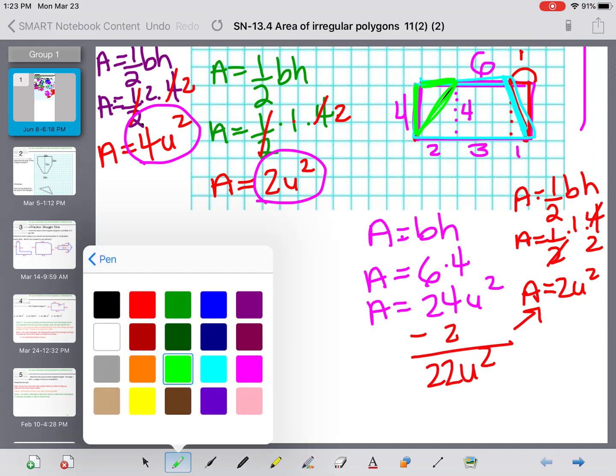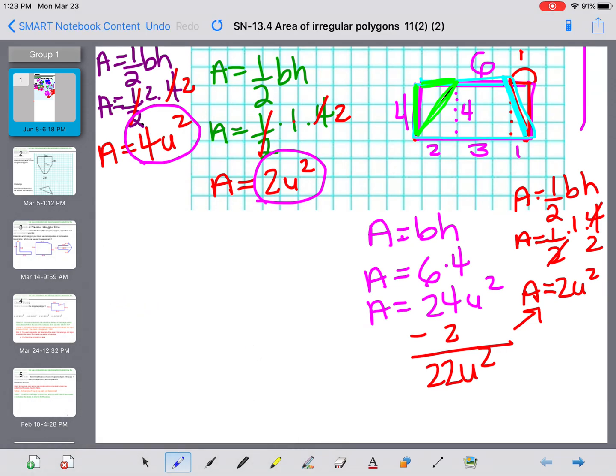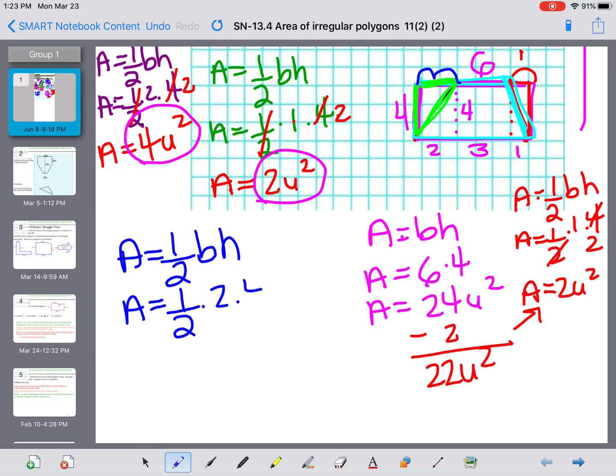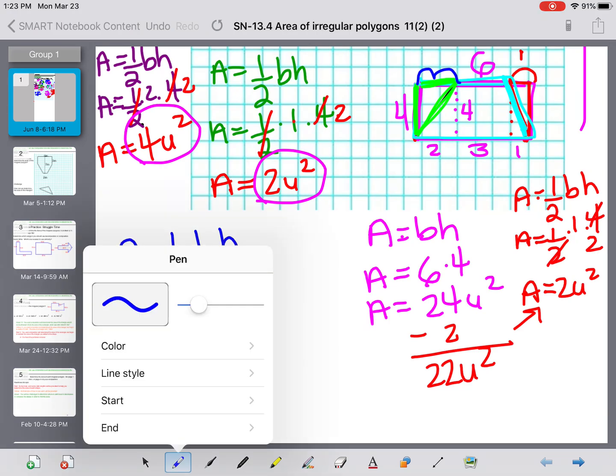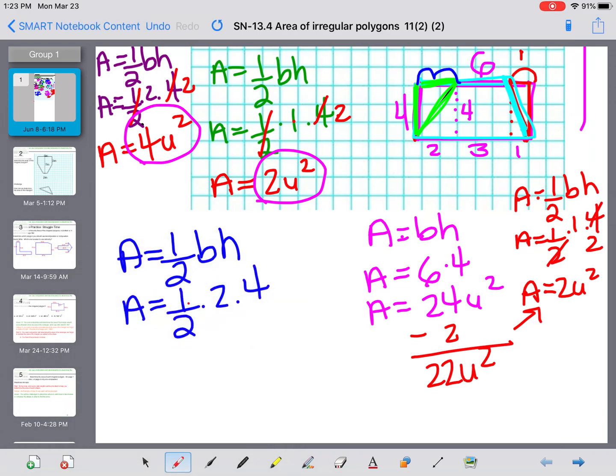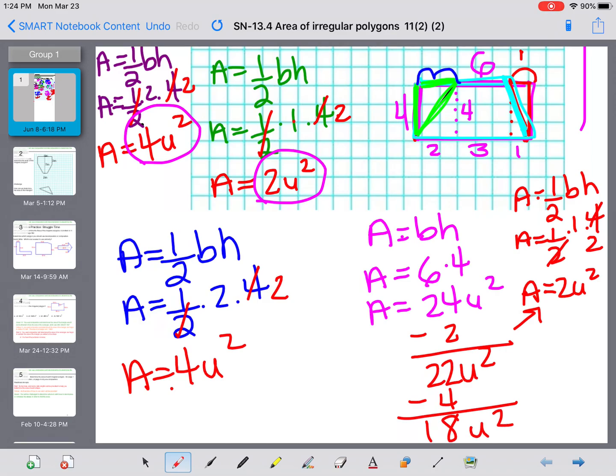So, once again, area equals 1/2 base times height, area equals 1/2. Our base was 2 units, and our height was 4. So, 1/2 of 4 is 2, and 2 times 2 is 4. Area equals 4 units squared. So now what I'm going to have to do is take away this 4 from 22, leaving me with 18 units squared, which was the same answer as the first problem.